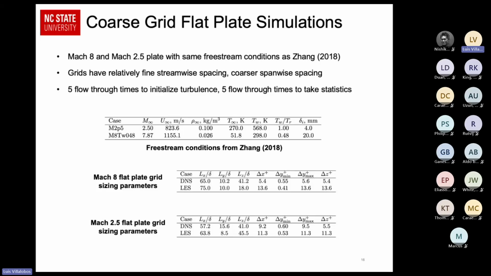Our grids have relatively fine streamwise spacing, but they are significantly coarser in the spanwise direction than you might like for not using an implicit LES model. We use 5 flow-through times to initialize the turbulence, and then we use another 5 flow-through times in order to take statistics. Okay, so the Mach 5 flat plates.